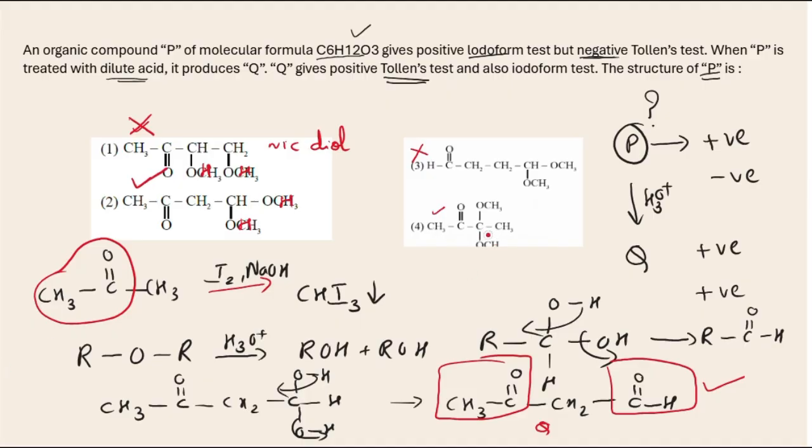Whereas this one, although it is a geminal diol, it's not terminal. So that means it's going to form a ketone and ketones will not give a Tollens test. Therefore, this is also eliminated. So this is how you have to verify your answer.